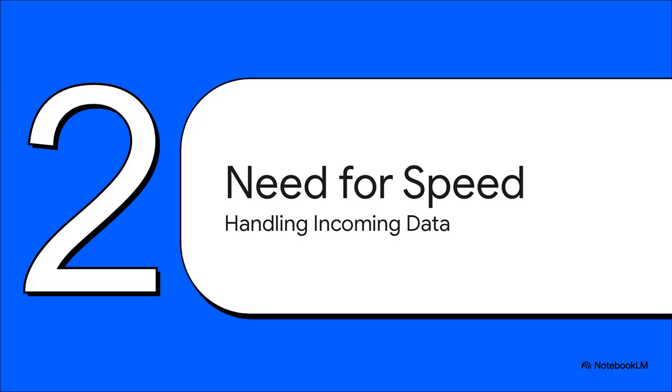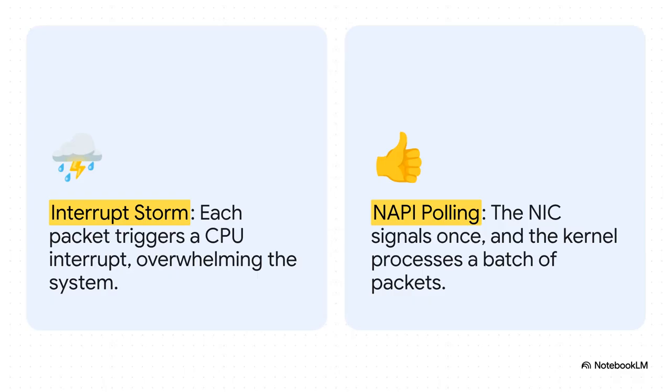But look, sending packets out efficiently is really only half the battle. Modern networks are an absolute fire hose of incoming data. Handling that constant deluge without grinding the entire system to a halt, well, that's one of the kernel's biggest challenges. So how does it solve this incredible need for speed? Oh man, the old way of handling incoming data was a performance nightmare. Imagine the postmaster's phone ringing for every single letter that arrived at the post office. That's what we call an interrupt storm. And at high speeds, it would just completely crush the CPU.